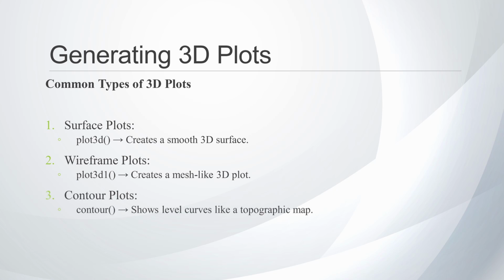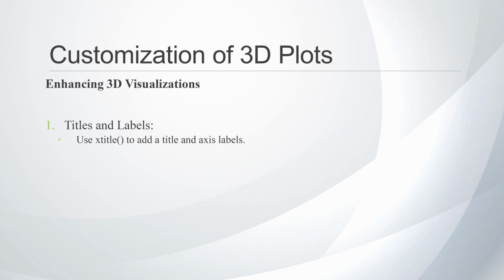Contour plots. The contour command displays level curves, which are helpful for understanding height variations like in a topographic map. These different types of 3D plots help us analyze data in various ways. When working with 3D plots, we can enhance visualizations by adding titles, labels, colors, and adjusting the view.